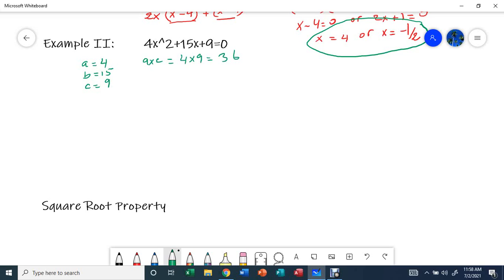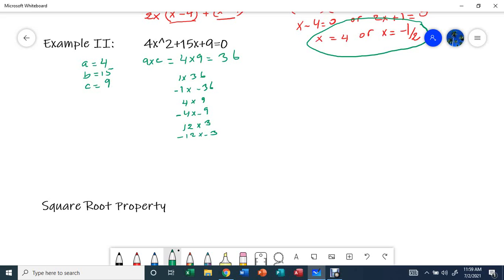Now list all the numbers that, if you multiply them by each other, you get 36. So I can do 1 times 36, or negative 1 times negative 36, or I can do 4 times 9, or negative 4 times negative 9, or I can do 12 times 3, or negative 12 times negative 3.